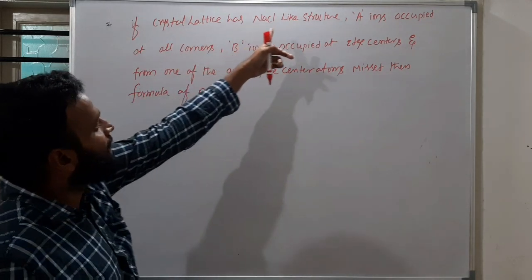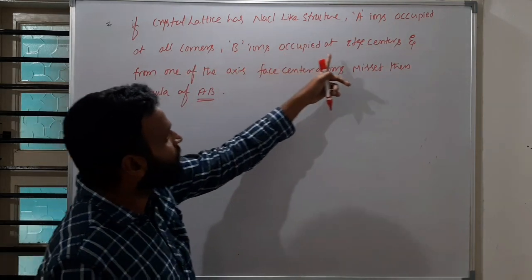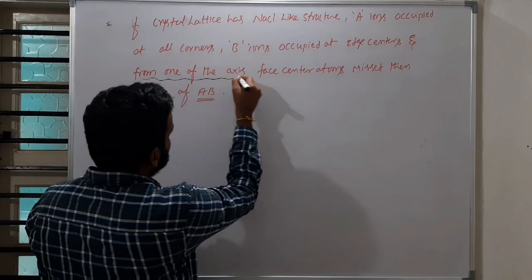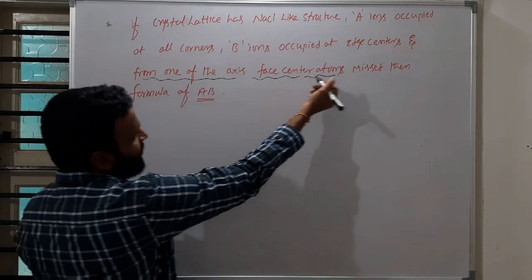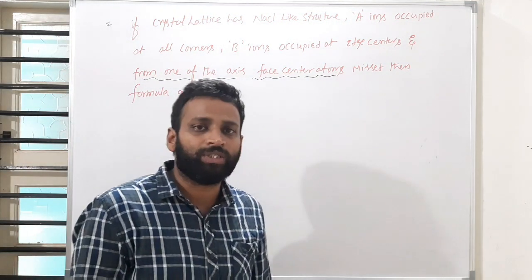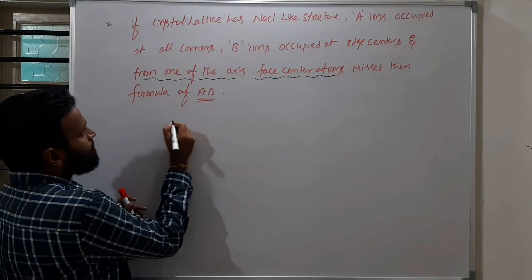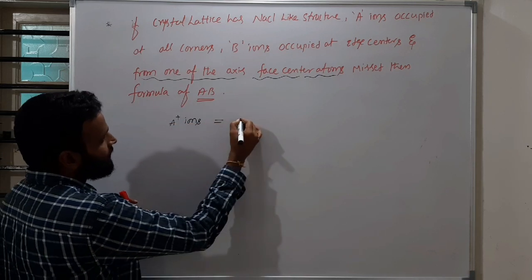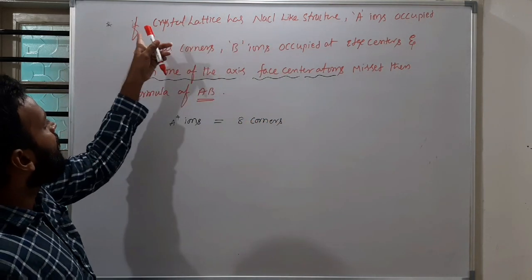If crystal lattice has NaCl like structure, A ions occupy all corners and B ions occupy edge centers, from one of the axes, this is very important data for us, face center atoms are missed, then the formula of AB is, this is the question. What to do now? What to do? Very simple. Actually, A plus ions are present at where? A plus ions are present at 8 corners. Correct? Because they always said all corners.